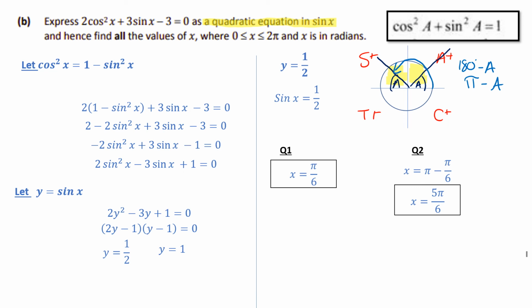And that gives me two answers. There's no need for any rotations. We only use rotations where there's a coefficient in front of the angle, so if it was like sine 2x. So that's all of my answers for now.